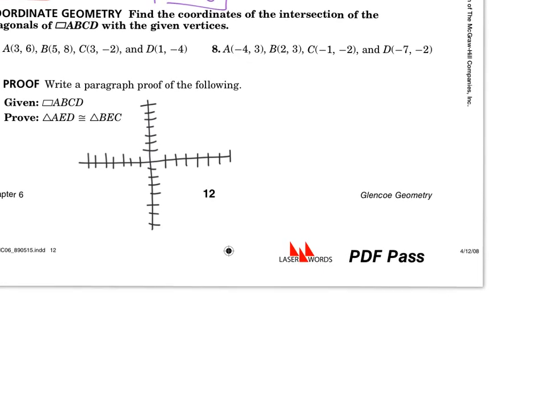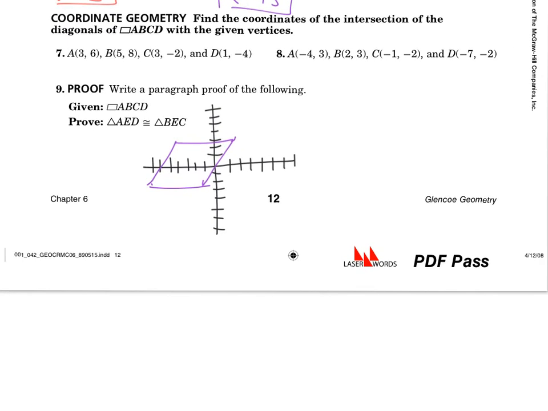What you need to be able to do here is work through something like this. If we graph this, we're just going to do number 8. We go -4, 3, then 2, 3, then -1, -2, and -7, -2. You connect these dots, and you need to be able to prove things about these, so we're going to find the diagonals. I'm going to draw this and look at it, and I can pretty much see that it's -3, 0.